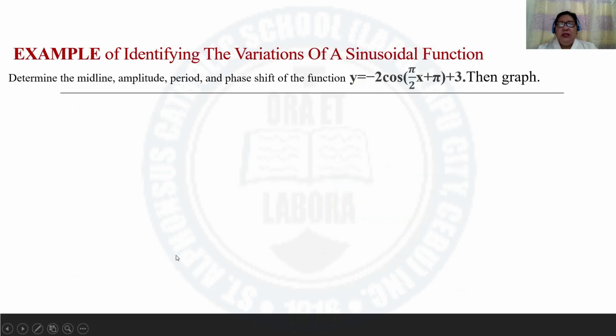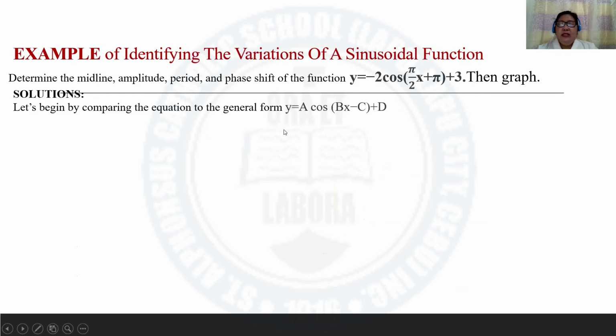Next. Determine the midline, the amplitude, the period, and the phase shift of the function, given y equals negative 2 cosine of the quantity pi over 2 x plus pi, plus 3. And then graph. So again, let's always begin with the general form and identify the value of a. A this time is negative 2. It's the number beside cosine, negative 2. The coefficient of x is pi over 2. That's the value of b.